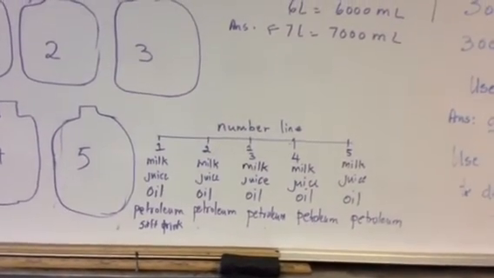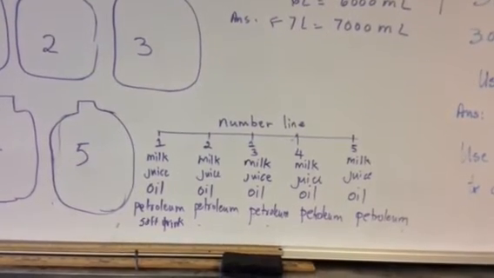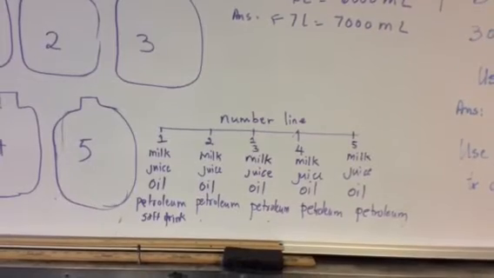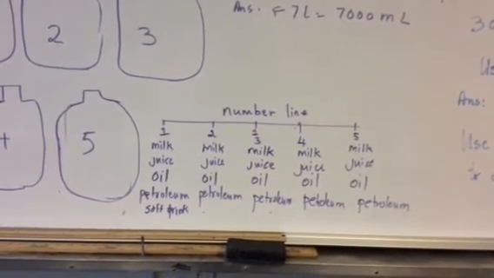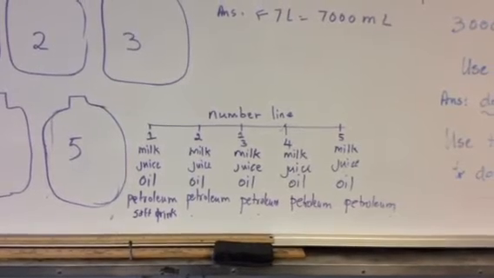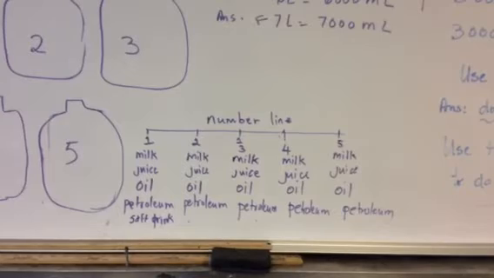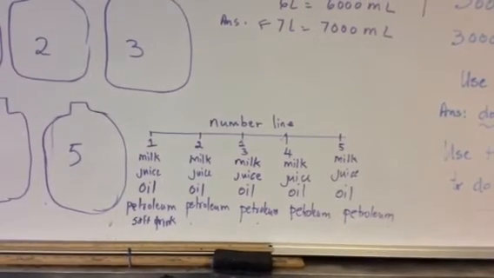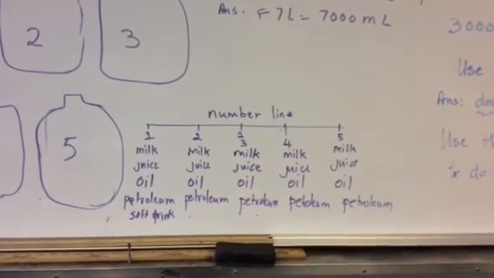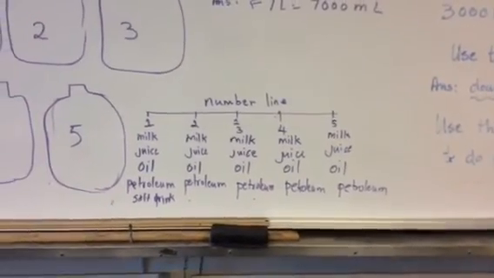4 gallons, the same thing: milk, juice, oil, petroleum, fruit punch. 5 gallons, you can still have milk, juice, oil, petroleum, fruit punch, water. We forgot water. We can have a big container of 5 gallons of water too. Maybe smoothies if you're having a big party.